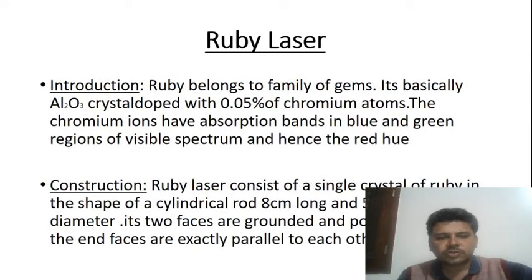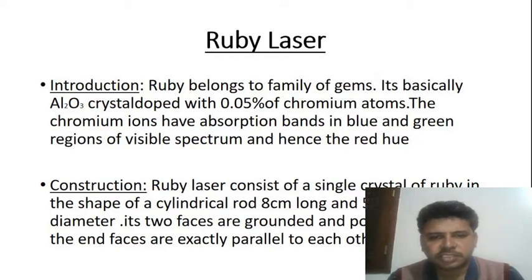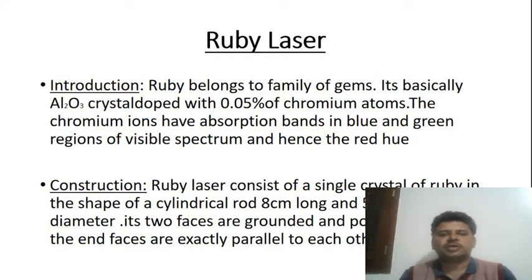So how are we going to produce the ruby laser? Here we have two kinds of composite elements, Al2O3 and Cr2O3. These two composite mixtures combine together to form a ruby rod. They have different concentrations: aluminum oxide is around 95%, chromium oxide is around 5%. The combination of these two forms a ruby rod.